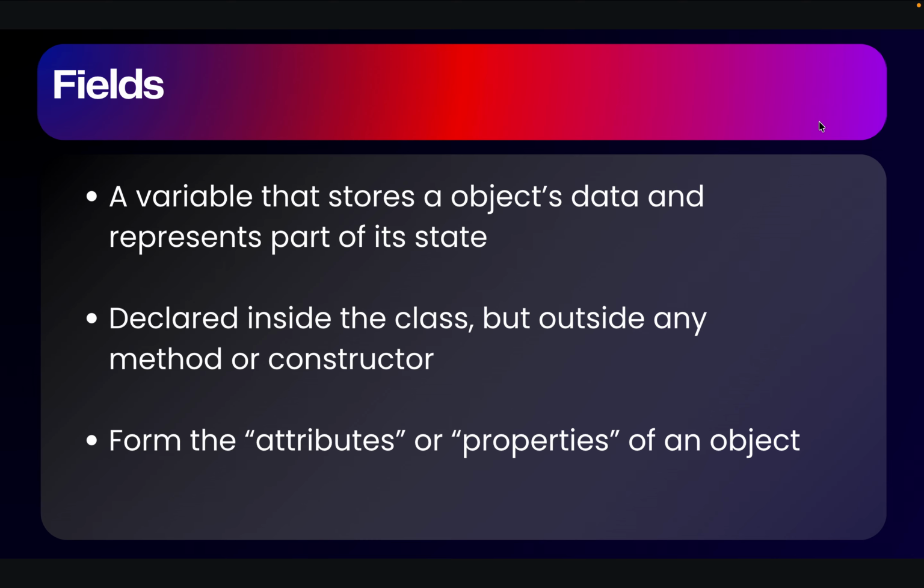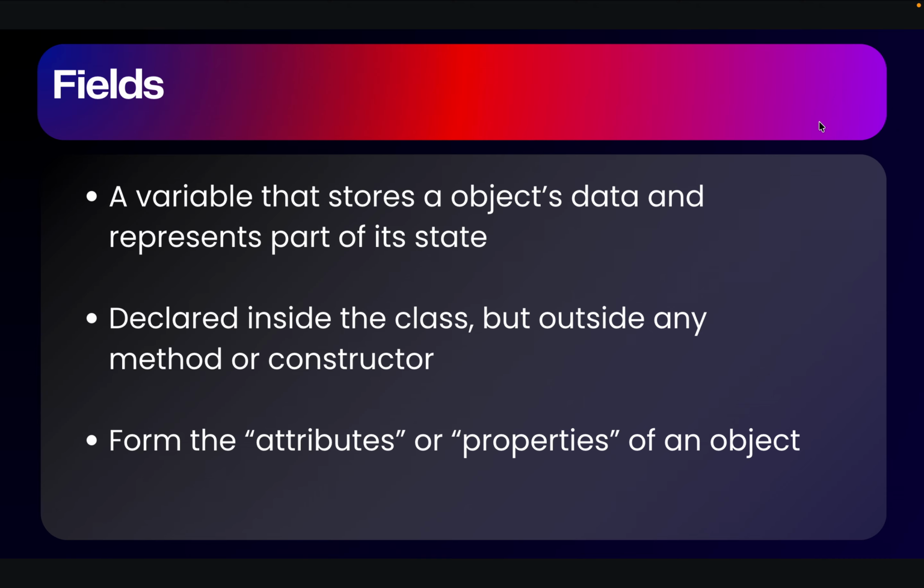Now, these fields are not going to be declared inside of a method or a constructor. So this basically means they should be free floating inside of the class. They should not be inside of a method. So that would be a field. And this is what we would consider our attributes or our properties of an object.